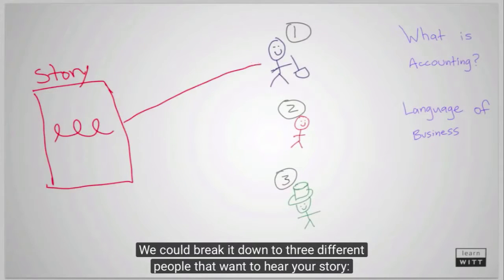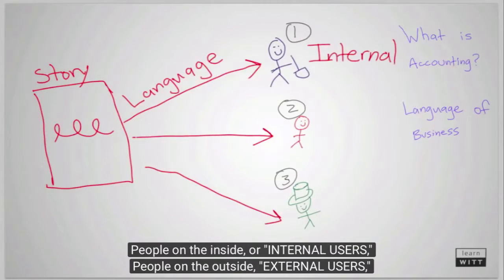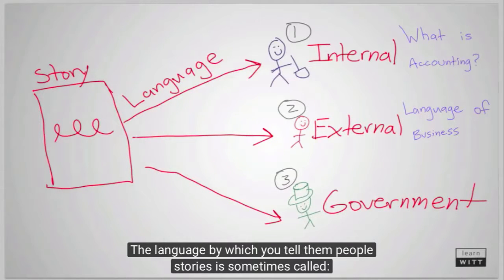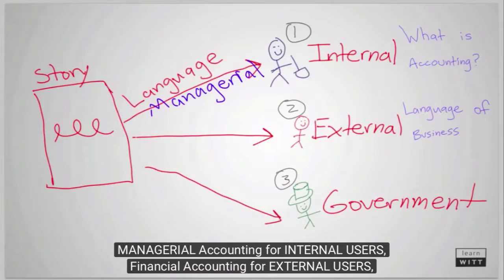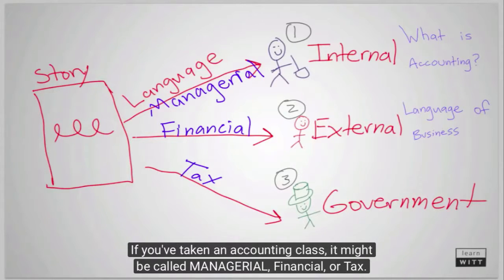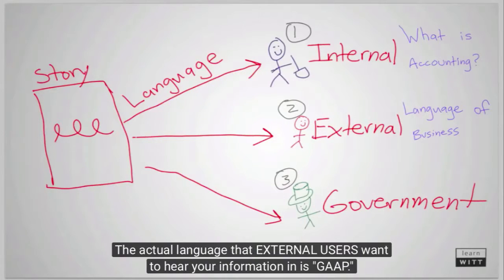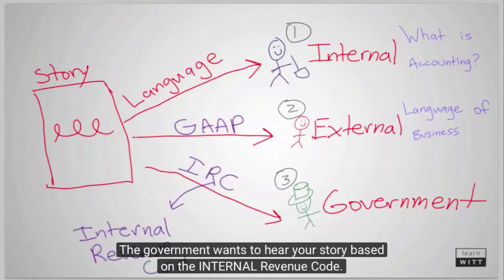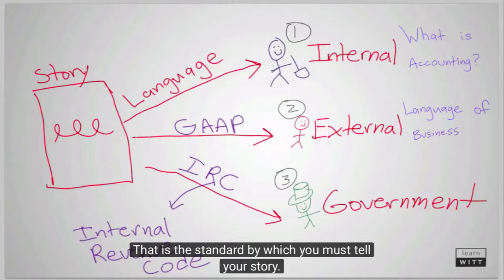We could break it down into 3 different people that want to hear your story. People on the inside, or internal users. People on the outside, external users, or the government. The language by which you tell these people stories is sometimes called managerial accounting for internal users, financial accounting for external users, and then tax accounting for government users. If you've ever taken an accounting class, it's usually going to be called managerial, financial, or tax. The actual language that external users want to hear your information in is GAAP, G-A-A-P, which stands for Generally Accepted Accounting Principles. The government wants to hear your story based on the Internal Revenue Code. That is the standard by which you must tell your story.